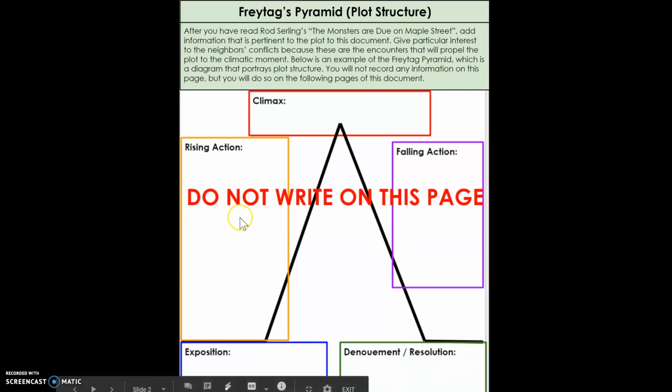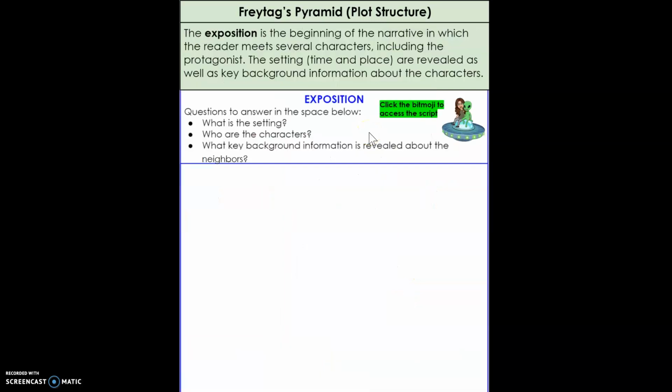Now, this is important that you understand you are not writing on this particular page. You are not going to have enough room to record all of your information in these boxes. So you're not writing on this page, but you will start writing here.